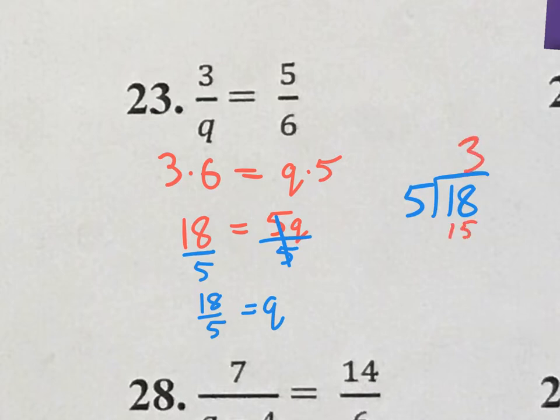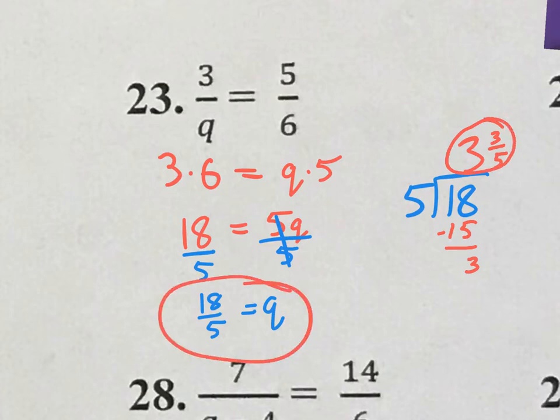And that'll be 15. And of course, you're going to have a remainder of 3. So the remainder always goes over the original divisor. So 3 3/5 or 18/5 is an acceptable answer.